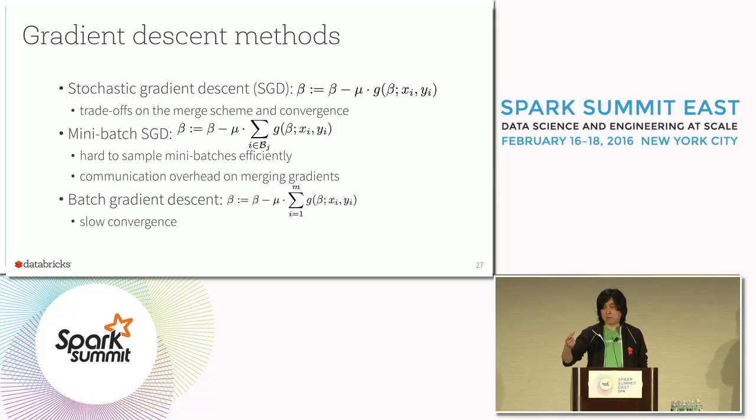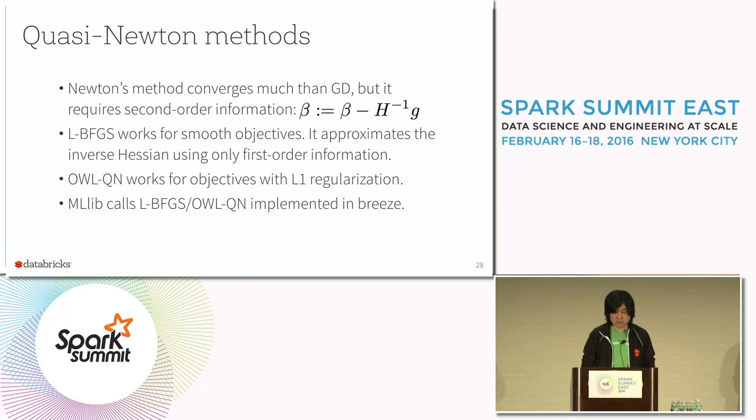And also, if you only sample a mini batch, actually you spend a lot of time on aggregating the gradients. Remember, the gradients are from each partition, you need to sum them up, and that causes some communication overhead. And then we can go with the batch gradient, basically increase the mini batch size to the entire data set. And it works, and it saves you some communication, but it's kind of slow in convergence. And then we switch to the second order methods.